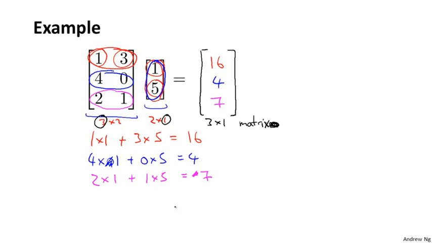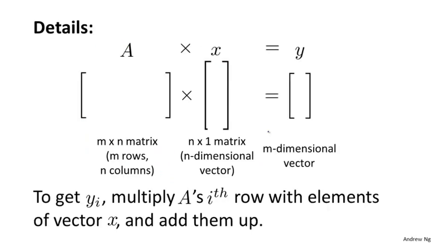and what this process of multiplying a matrix by a vector looks like. Here are the details of how to multiply a matrix by a vector. Let's say I have a matrix A and I want to multiply that by a vector x. The result is going to be some vector y. So the matrix A here is an m by n dimensional matrix, so m rows and n columns, and I'm going to multiply that by an n by 1 matrix, or in other words, by an n-dimensional vector.